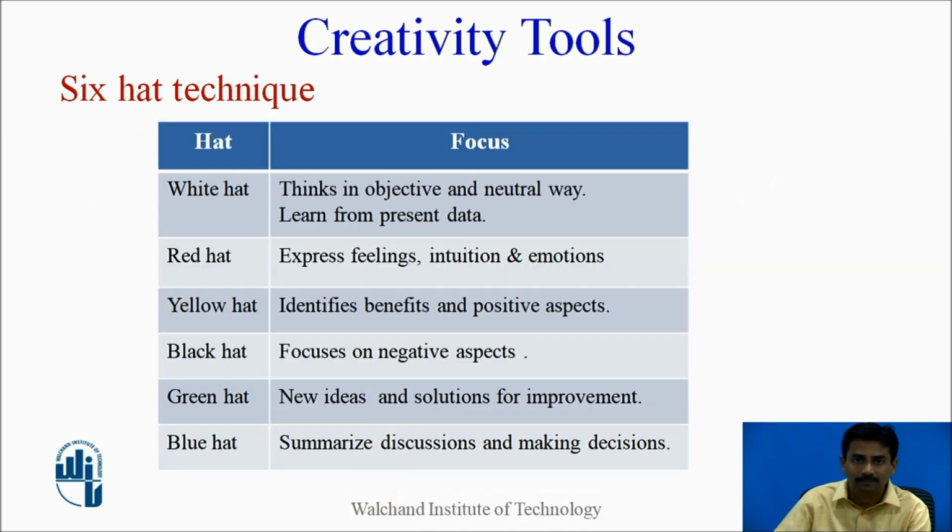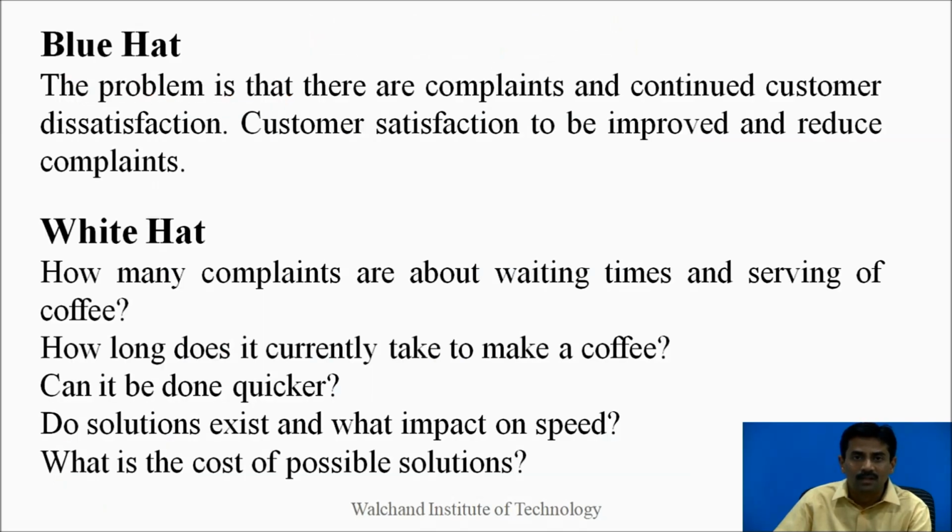color of the hat. For example, the white hat will be thinking about the objectives in a neutral way. It will learn from the present data. A red hat will be expressing their emotions and feelings. Yellow hat will identify the benefits and positive aspects of the decided solution. Black hat will be focused on the negative aspects of the decided solution. Green hat will be focusing on new ideas and new solutions from the improvement point of view. And blue hat will summarize the discussion and make the decisions.